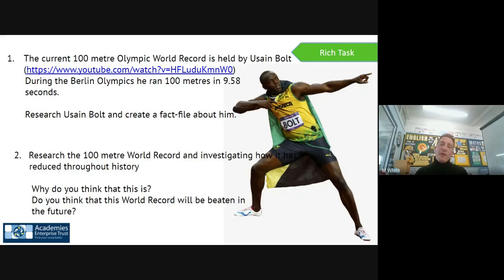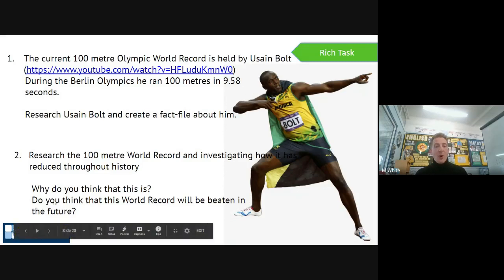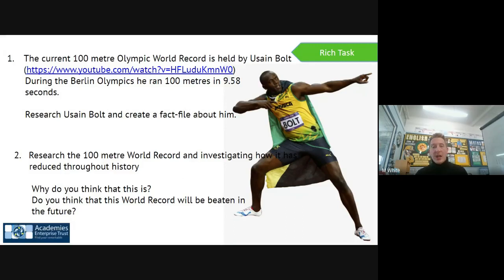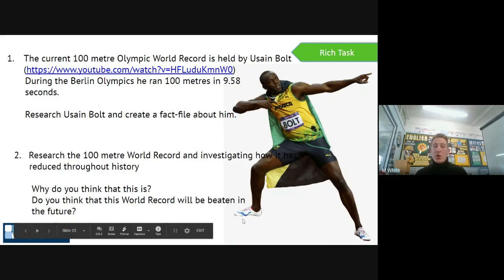So who was the first world record holder in the 100 meters? What was their time? How does it compare to now? And just have a think about why that had happened. So is it to do with changes in humans? Have humans evolved since the very first world record in the first Olympics? Is it to do with the equipment? So have shoes changed? Have the clothing that they wear changed?